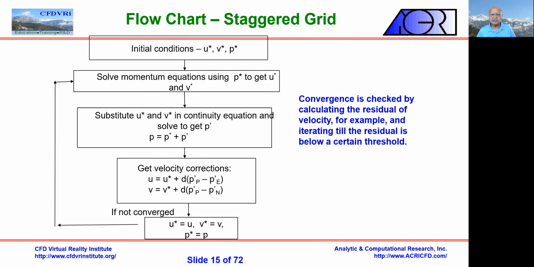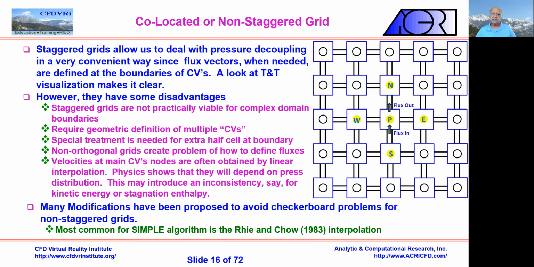So what happens is we have the initial conditions or the guessed values. We solve the momentum equations. We substitute the U, V and the pressure to get P prime in the continuity. We get velocity corrections, and we check if this satisfies the equation, if U star equals U, some kind of convergence check. If not, we go back and start the process. Very simple. Now, the problem with this thing is that it's on a staggered grid.